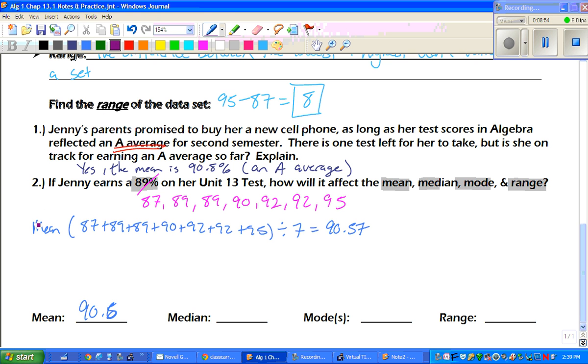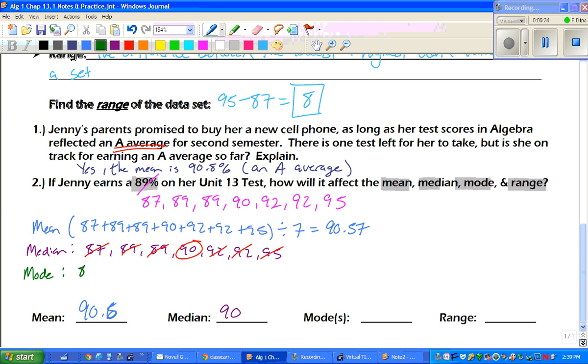Alright, now the next thing we want is the median, which is the middle number. Okay, so we got 87, 89, 89, 90, 92, 92, and 95. So the middle number, we cross one out, cross one out, cross one out. Now the exact middle is a 90.